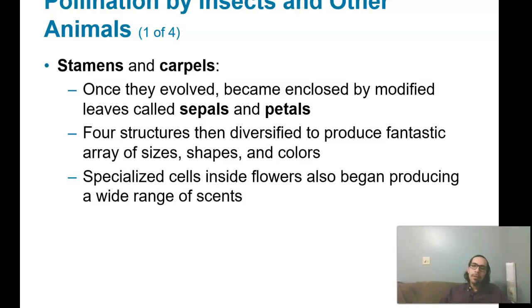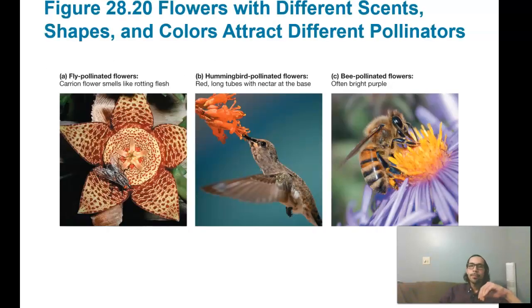They also have specialized cells inside of flowers that began to produce a wide range of scents. So this is all tied into the types of pollinators that they aim to attract, right? So you have certain flowers like the carrion flower that smells like rotten flesh because it's trying to attract flies. And you have like the long tubes that attract hummingbirds, right? And then you have different colors of flowers that attract different types of bees.